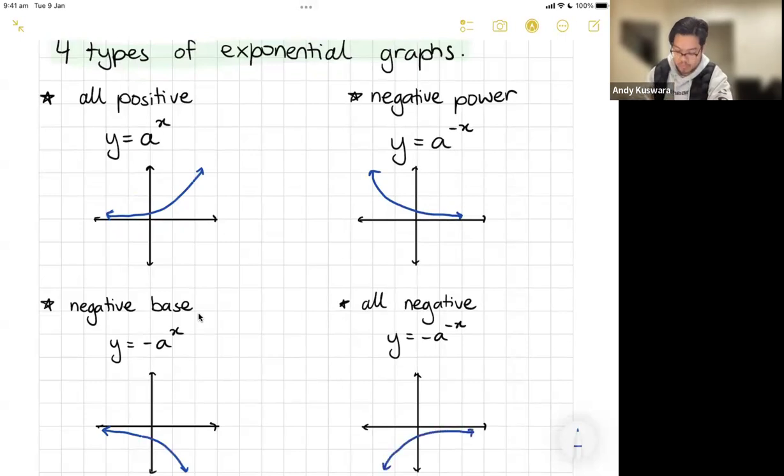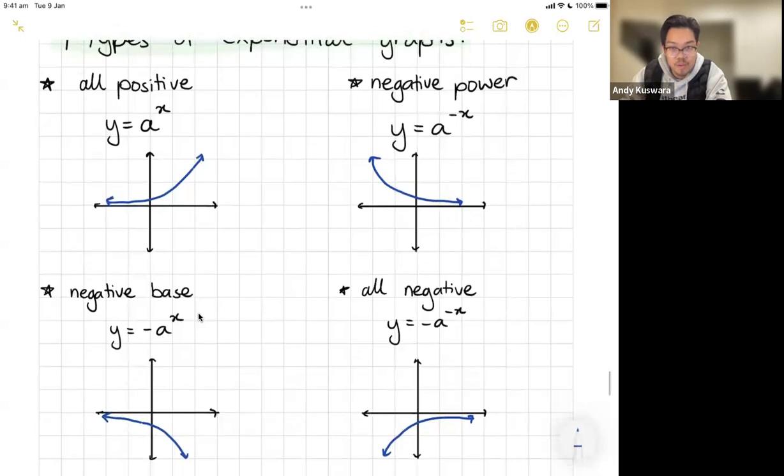Okay. So as you can see, those are your 4 main types of exponential graphs, and they will be one of these combinations of positives and negatives. Okay. So get that down, write this down. It'll be helpful for you to refer to this as you do the exercise.